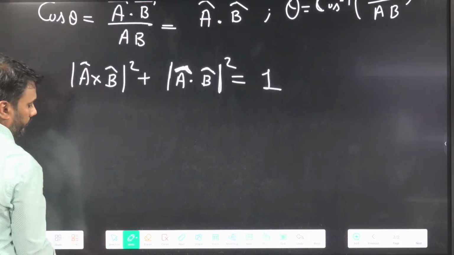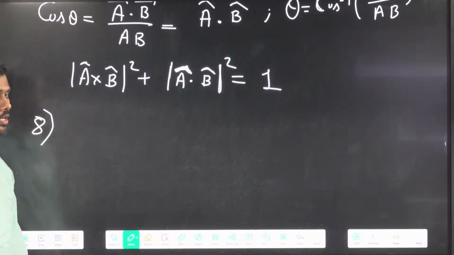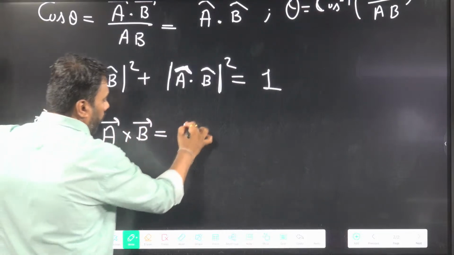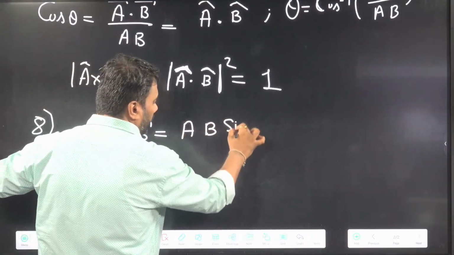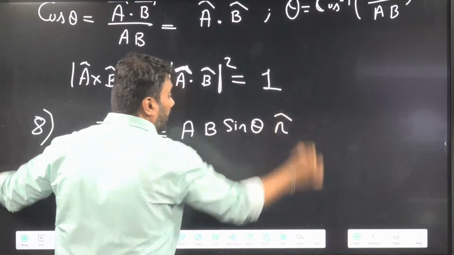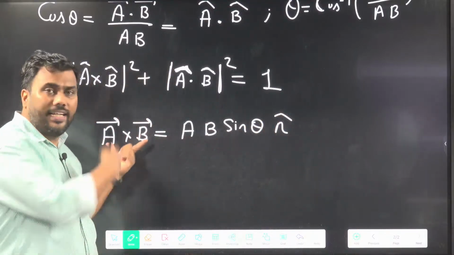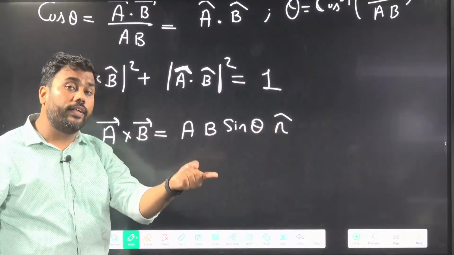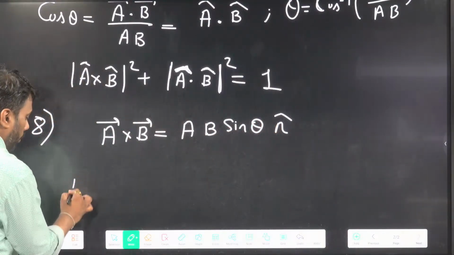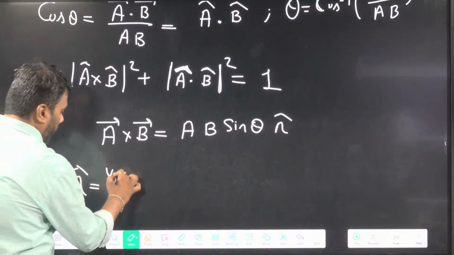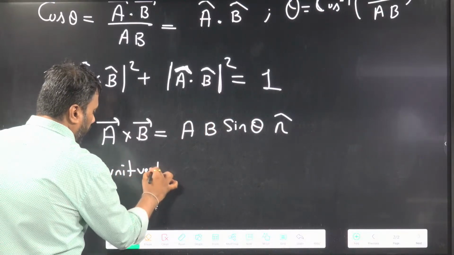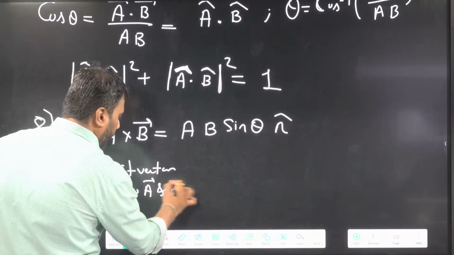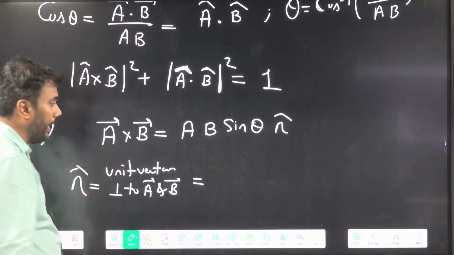Property 8. Remember, A cross B is mod of A, mod of B, sine of the angle between them, and n cap also. I am not writing the magnitude here, so I will apply n cap here. What is n cap? N cap is the unit vector perpendicular to both A and B. So, in order to find n cap, what can we do?